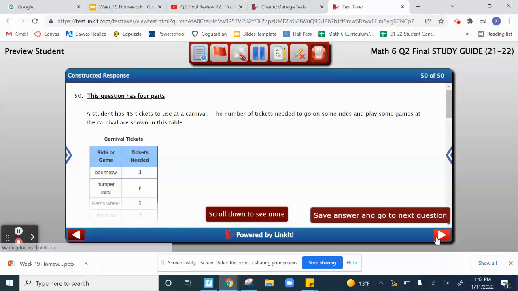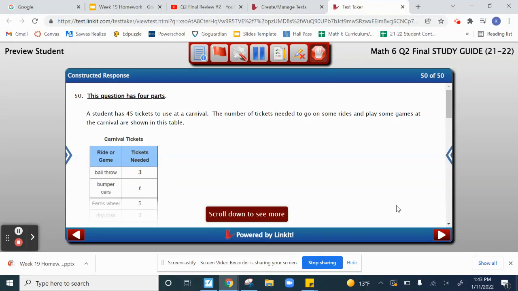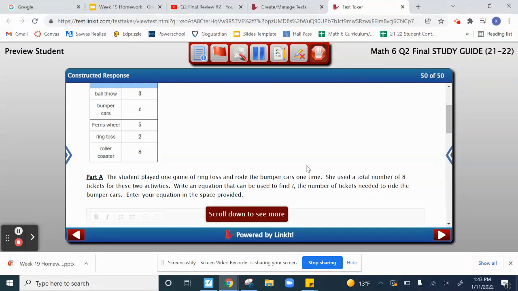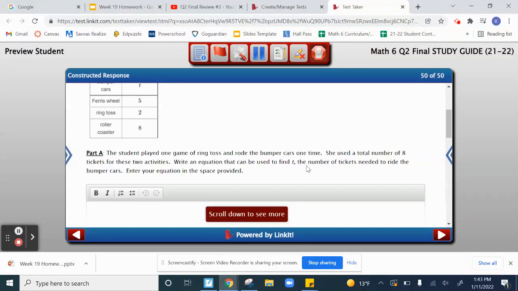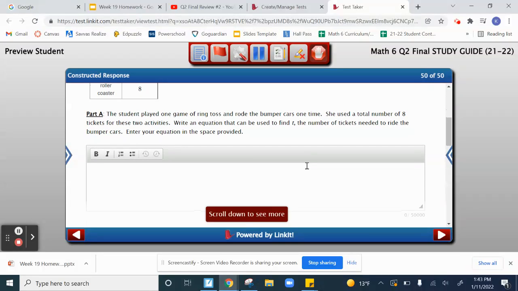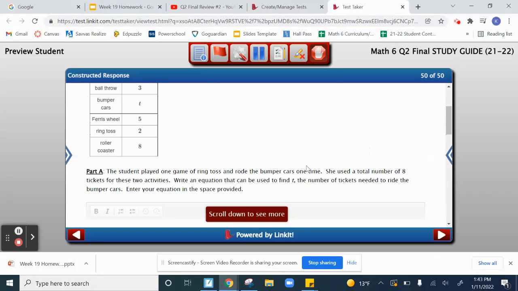Now let's look at the second constructed response. A student has 45 tickets to use at a carnival. The number of tickets needed to go on some rides and play some games is shown below. So we have ball throw, bumper cars, which we don't know how many tickets, Ferris wheel, ring toss, and roller coaster. The student played 1 game of ring toss and rode the bumper cars 1 time. She used a total of 8 tickets for these 2 activities. Write an equation that can be used to find T, the number of tickets needed to ride the bumper cars.